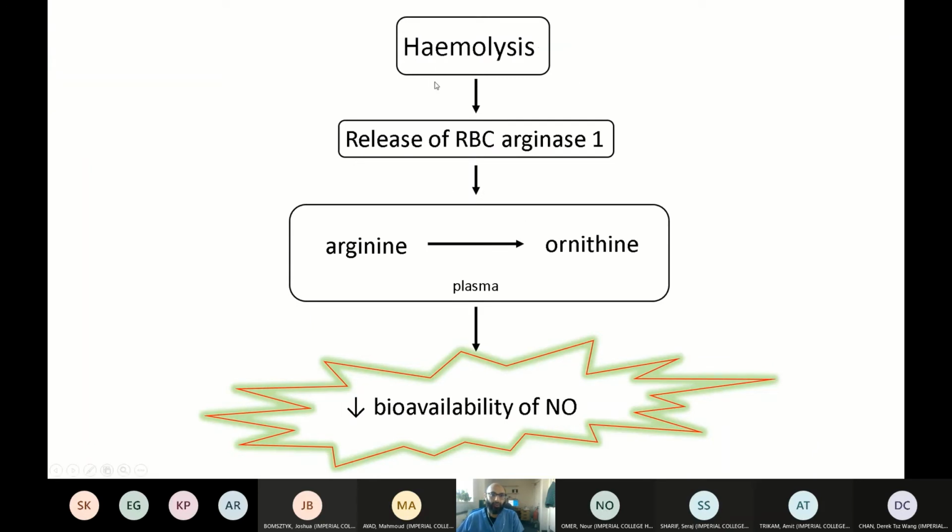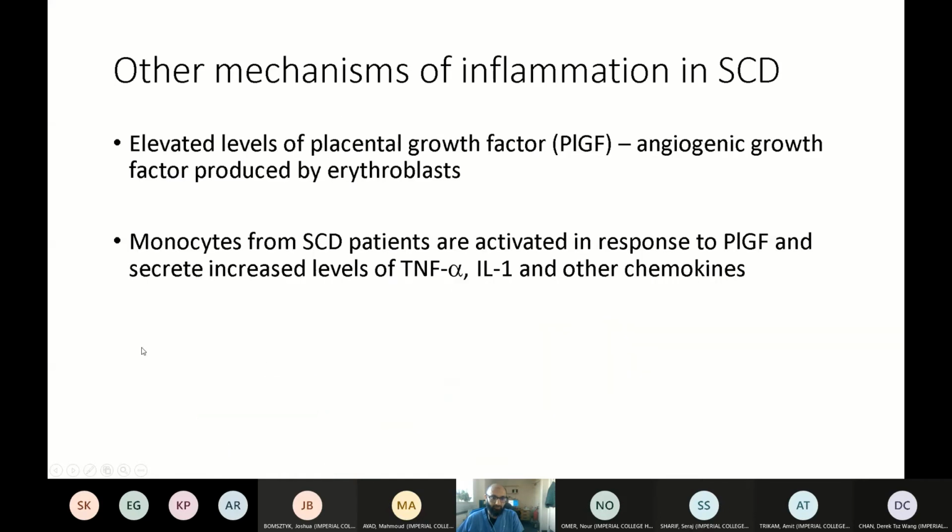And here you can see yet another pathway by which hemolysis causes reduction in the bioavailability of nitric oxide. So normally arginine is required. Hemolysis causes release of this enzyme arginase 1, which converts arginine to ornithine. And normally arginine is one of the key steps in nitric oxide production. So when arginine is converted to ornithine and concentrations of arginine are reduced, then there's reduced nitric oxide production.